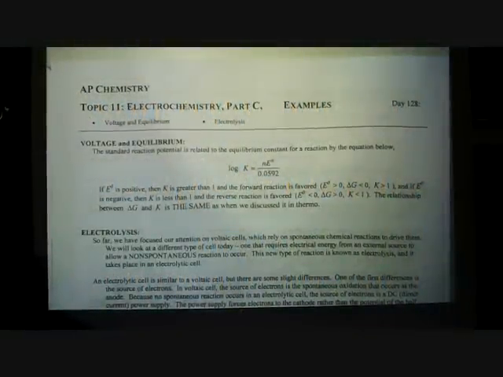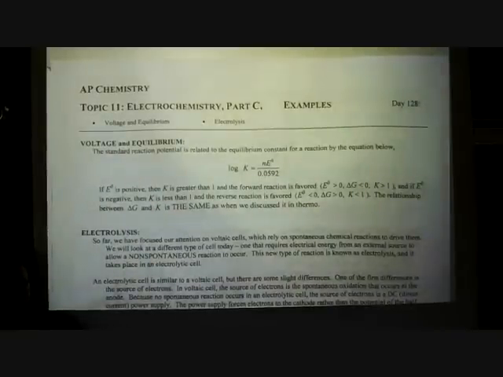This is Mr. Craig, and this is day 128, topic 11, Electrochemistry, Part C. And today I want to talk about non-spontaneous electrochemical reactions. And what I have at the beginning here is voltage and equilibrium.